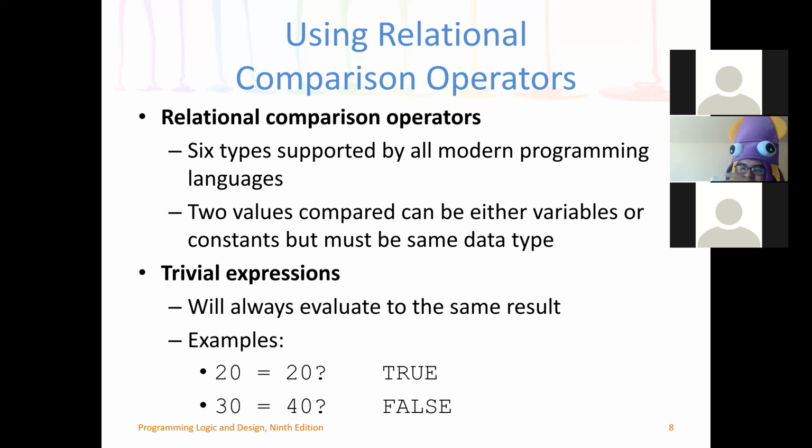Or if my condition should be, is 30 not equal to 40, then I'll say it's true, because 30 is not equal to 40. It's true. But 30 equal to 40 is false.